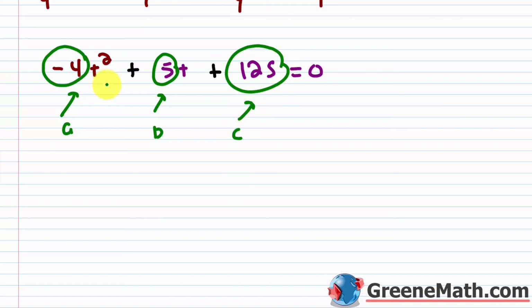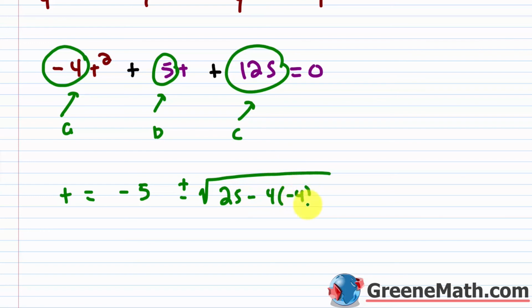So instead of x, we have t, so we're going to say t is equal to the negative of b. b is 5, so negative 5, plus or minus the square root of b squared. Again, b is 5, 5 squared is 25, minus 4 times a, which is negative 4, times c, which is 125. And I'll do this in a minute. This is over 2a, a is negative 4, so 2 times negative 4 is negative 8.